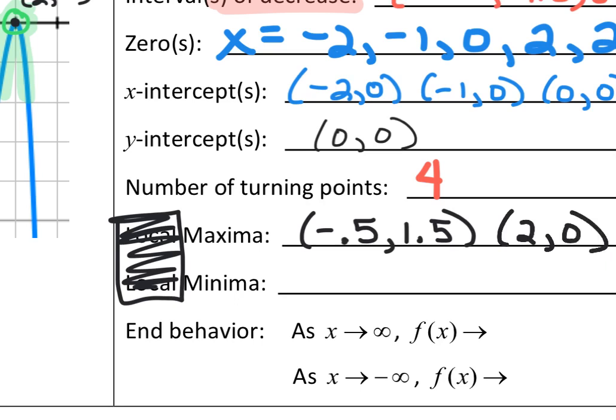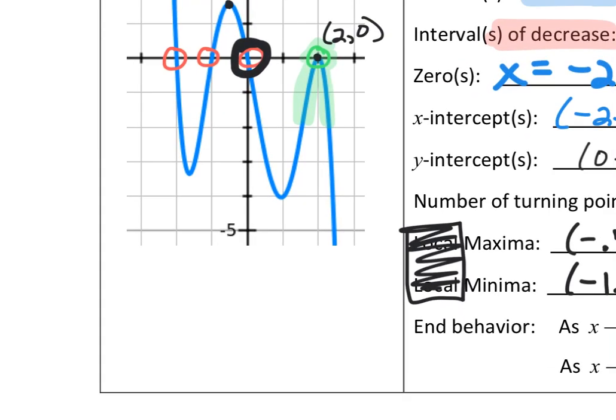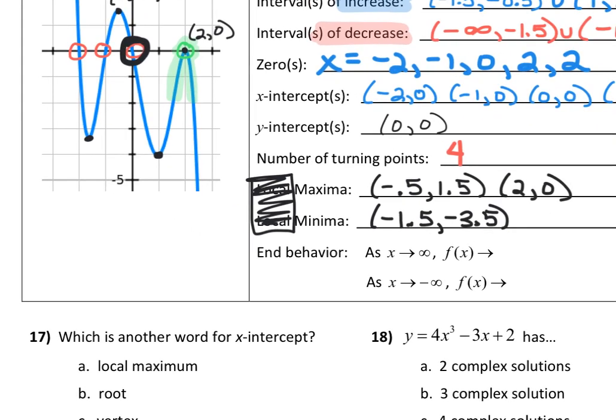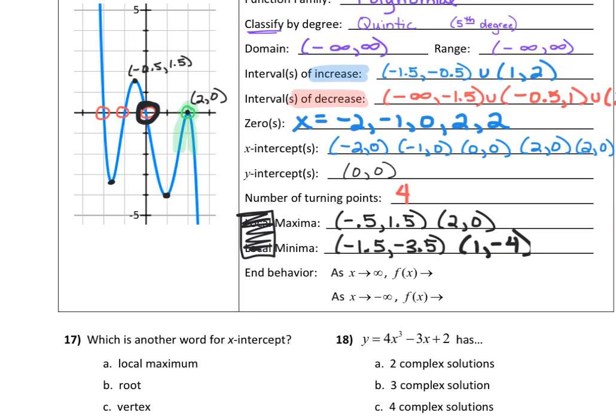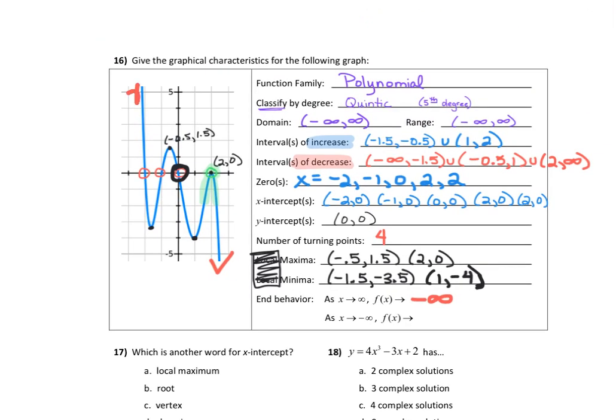And negative 1.5, negative 3.5 for the first minimum. Sorry, I didn't put that on the graph. So negative 1.5, negative 3.5 is there, and then this one would be about 1, negative 4. So 1, negative 4. And for the end behavior, the right end is going down, and the left end is going up.